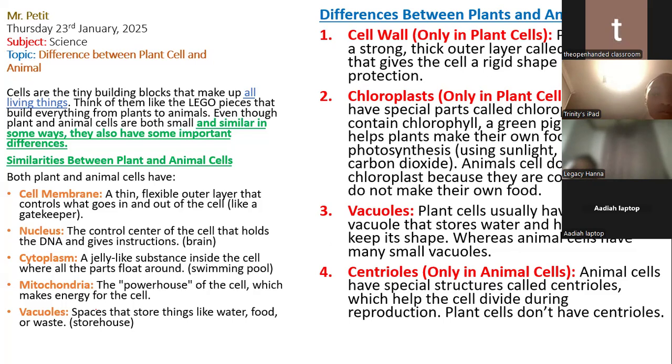Vacuole. Kylie, plant cells have one large what? Plant cells have one large vacuole that stores water and helps the cell keep its shape. And animal cells have many small vacuoles. Very good.